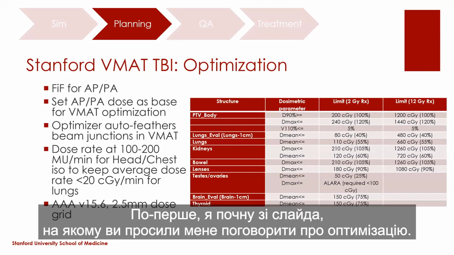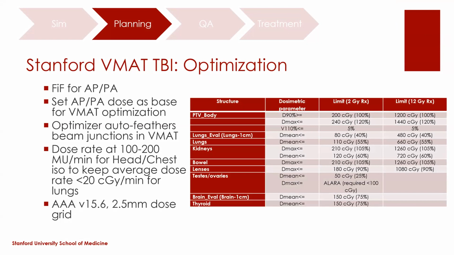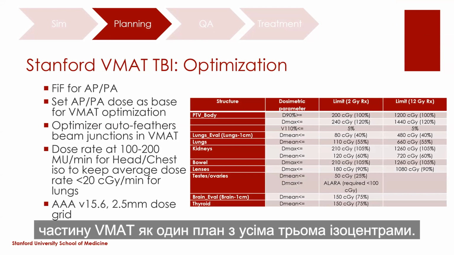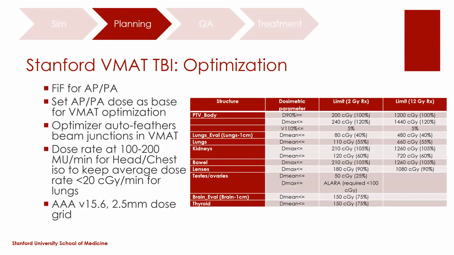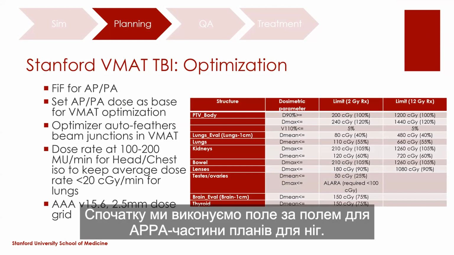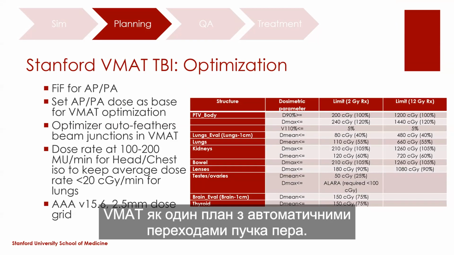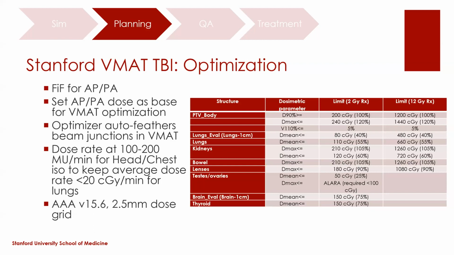First, I will start with the slide that you wanted me to talk about, optimization. So the way we typically do it, we plan and optimize a VMAT portion as one plan with all the 3 isocenters. So first we perform field in field for APPA portion of the plans for the legs. And then the dose is set as the base dose for VMAT optimization, and VMAT portion is optimized as one plan with the auto-feathering beam junctions.